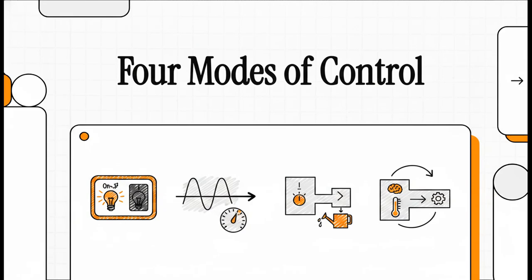Okay, let's dive right into this. Welcome back to The Explainer. Today we're tackling the four foundational modes of control: on-off, modulating, open loop, and closed loop.